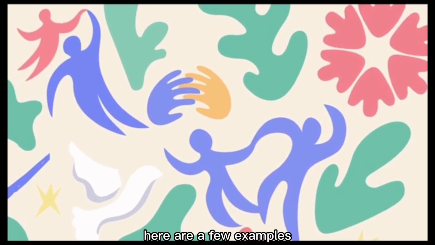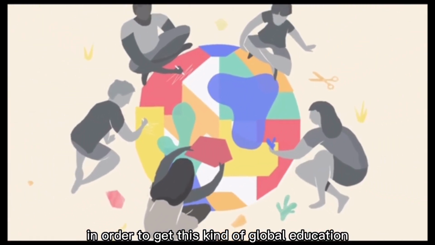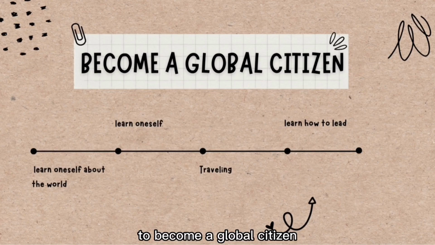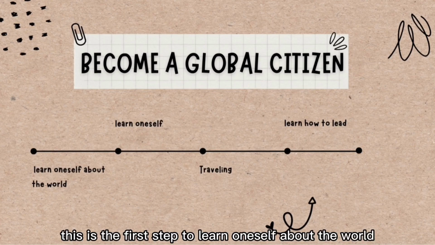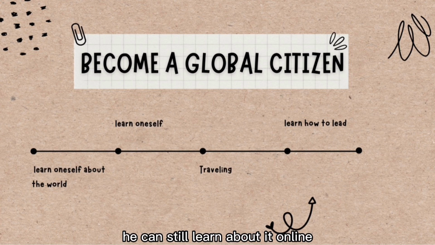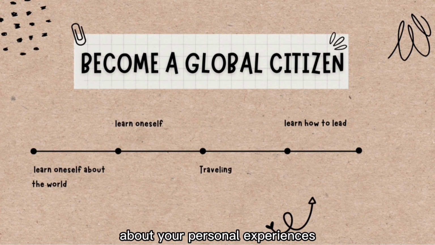Here are a few examples of what you have to do in order to get this kind of global education and world mindset. To become a global citizen, the first step is to learn about the world. If you are unable to travel to a certain nation or culture, you can still learn about it online through reading and communicating with others in other parts of the world about your personal experiences.